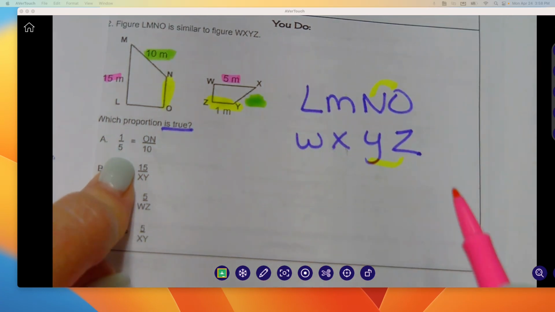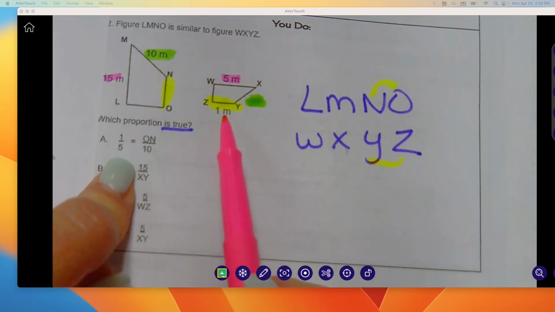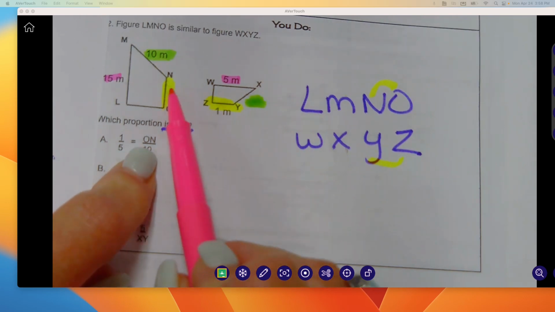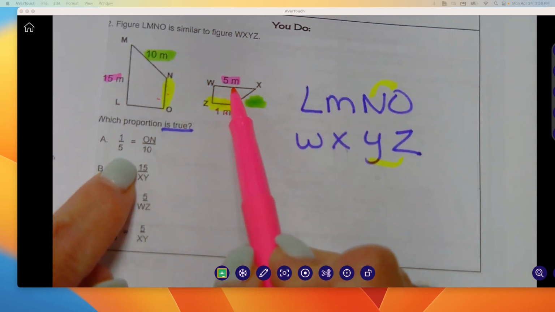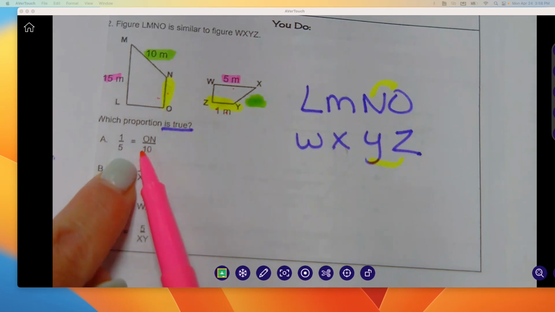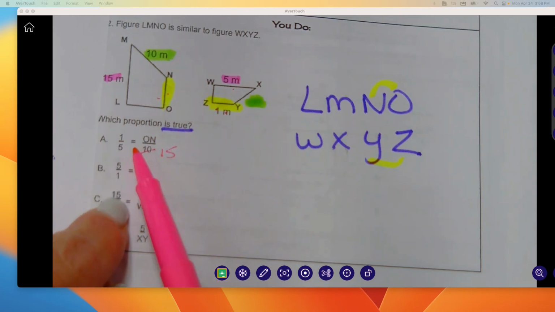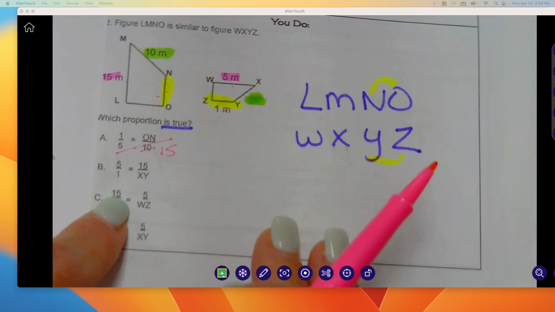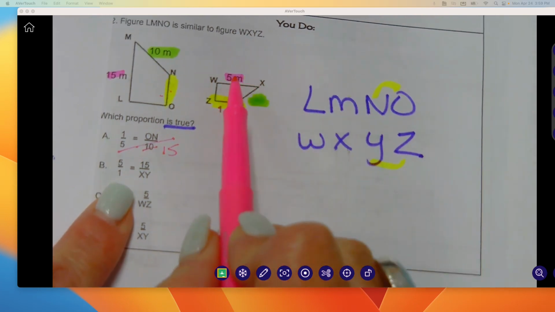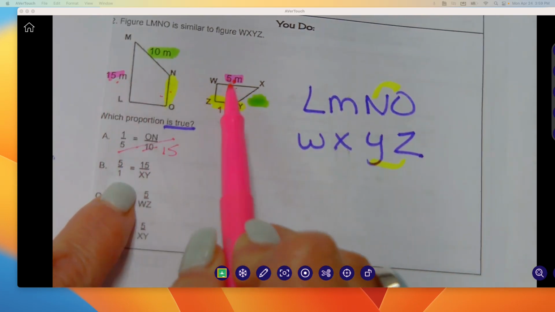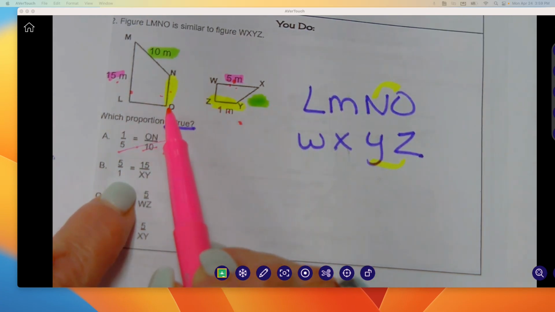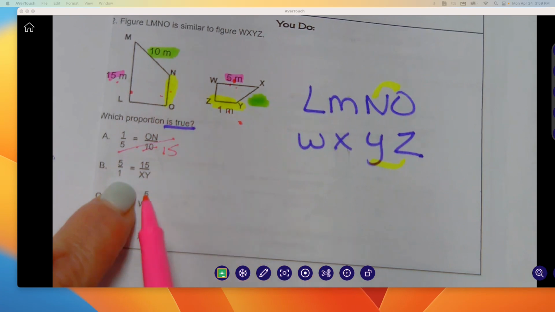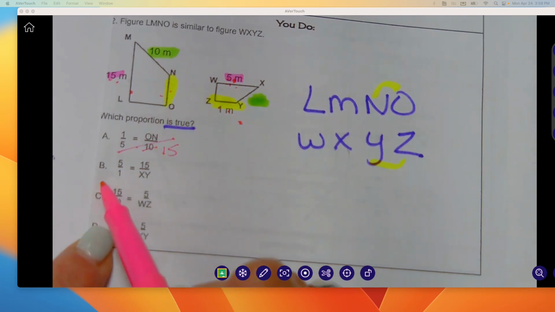So letter A, we have 1 corresponds with ON. Okay, so that one works, yellow and yellow. Then we have 5 and should be 15, but that says 10, so it's not letter A. Let's look at letter B. We have 5 corresponds with 15, so pink and pink. And then we have 1 corresponds with, it should be an O, but they tell us XY. So it's not that one.